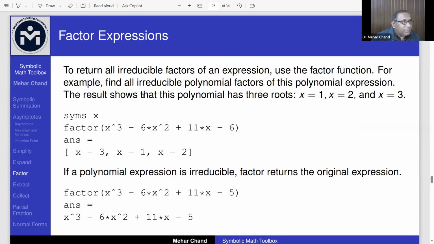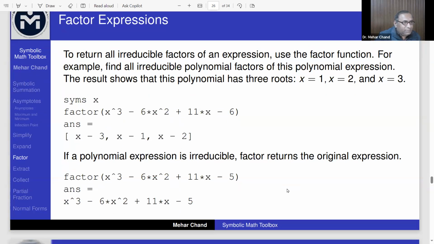Similarly, we can have factor expression. Sometimes you need to factorize, then you can use the factor function. Here, this is a polynomial: x cube minus 6x square plus 11x minus 6. If you want to get the factors of this expression, you just need to put the value at its place and use the factor function. This will return all the factors corresponding to this expression. The factors for this expression are x minus 3, x minus 1, and x minus 2.